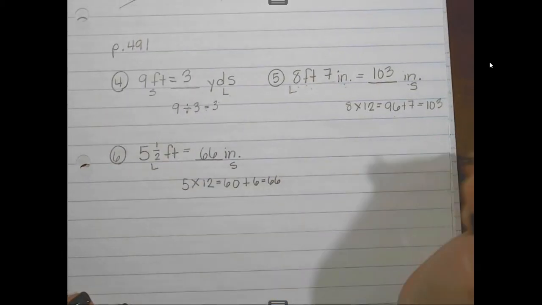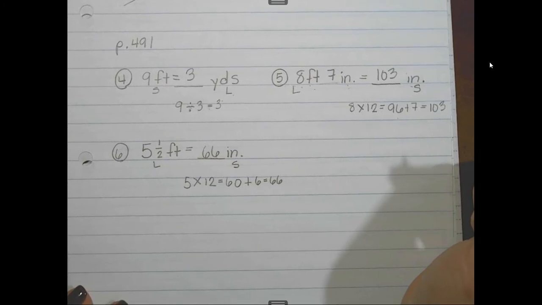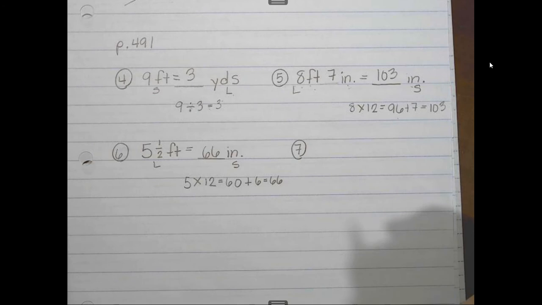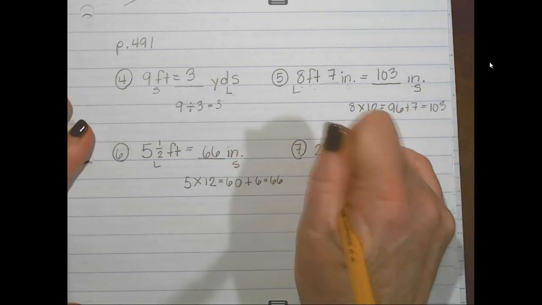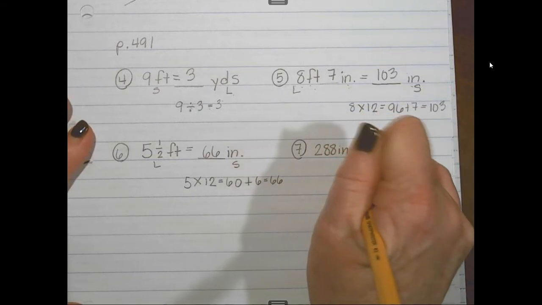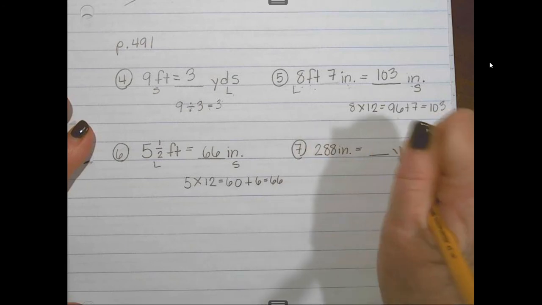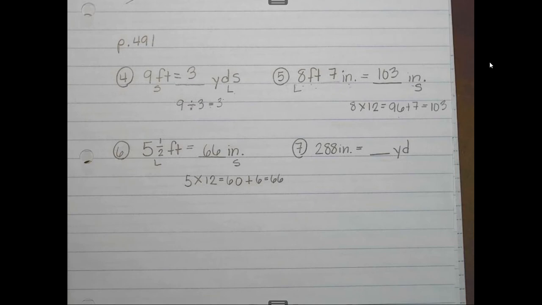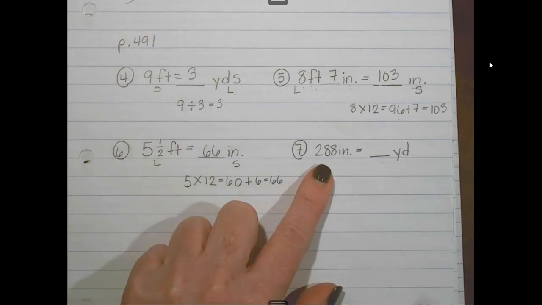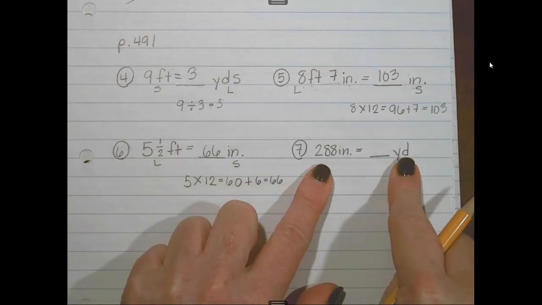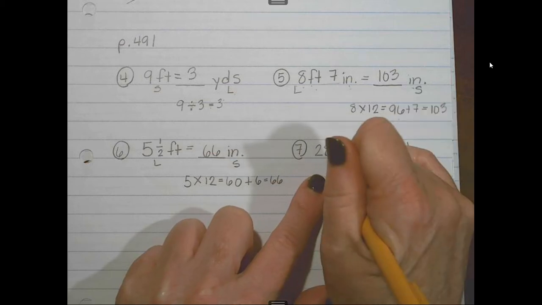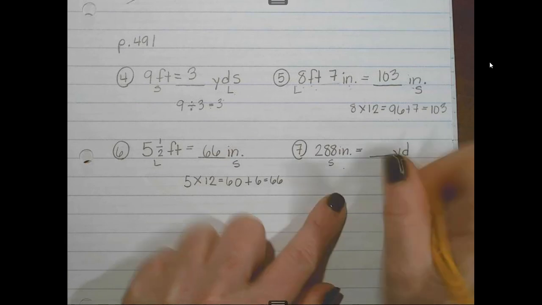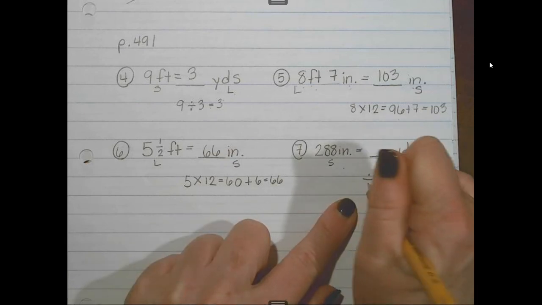All right, if you need to pause me and think about it, if you need to rewind it, that's fine as well. All right, number 7, I'm looking at 288 inches, and I want to know how many yards that is going to be. So again, it takes a lot of inches to make a yard, 36 inches in a yard, so inches are much smaller than yards, so I'm going from a smaller to a larger unit. I know I'm going to be dividing.